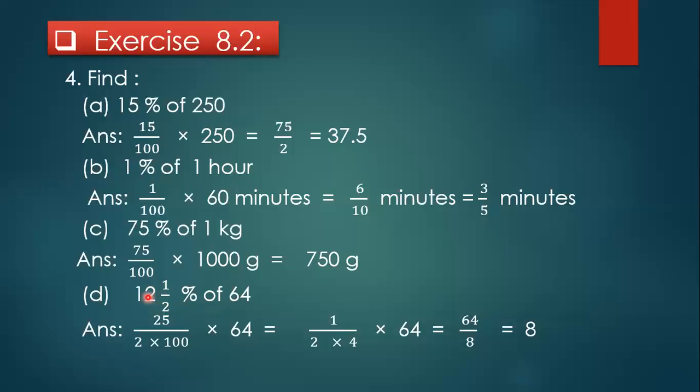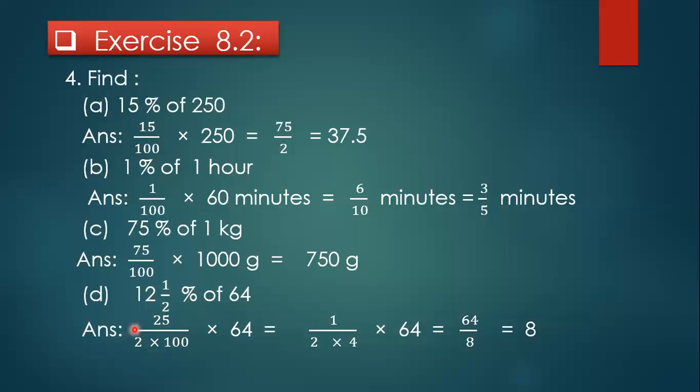We will multiply the integer into denominator. 12 2s are 24 and we will be adding numerator with that. 12 2s are 24 plus 1 is equal to 25 and we will give the same denominator 2. So 12 integer 1 upon 2, when we convert into improper fraction, we will get 25 upon 2. And for removing the percentage sign, we will give the denominator 100. So 12 integer 1 upon 2% we can write as 25 upon 2 into 100. Then we will be multiplying it by 64.